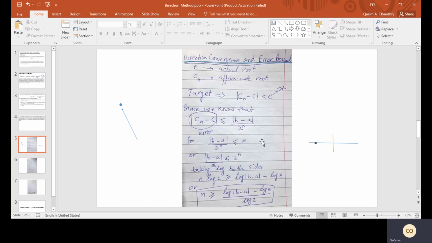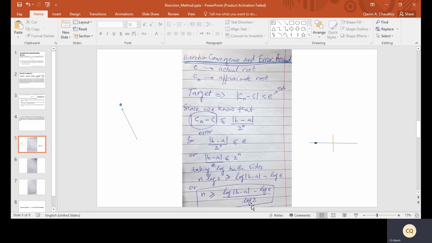Now take 2 power n to be on the other side of the inequality. So students, b minus a over epsilon is less or equal to 2 raised to power n. Now taking log both sides, so n log 2 comes, greater than or equal to log of b minus a minus log epsilon. Since epsilon was in the denominator, the minus sign came. So n is greater than or equal to log of mod b minus a minus log epsilon over log 2.